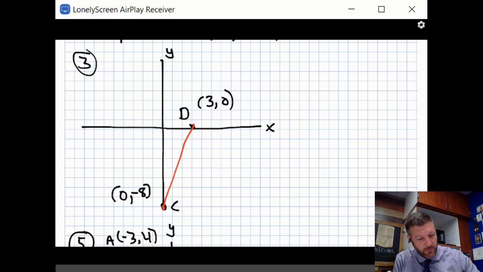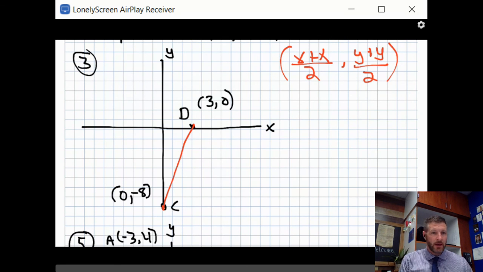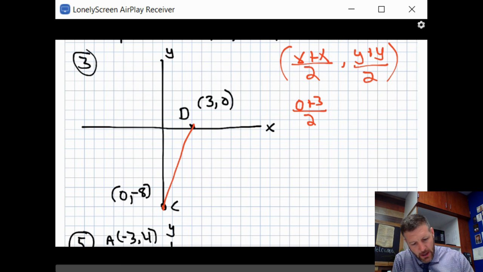But if we remember, just to review how to find the midpoint, you're going to take the two x points and find their midpoint by adding them and dividing by 2. And then you're going to take the two y points, add them together, and find their midpoint by dividing by 2. Okay, so my two x points here are 0 and 3. And again, you can start to do this very fast mentally. I'm going to move more slowly. But that means we're going to go 0 plus 3 divided by 2. So that's simply 3 divided by 2, which is 1 1/2.